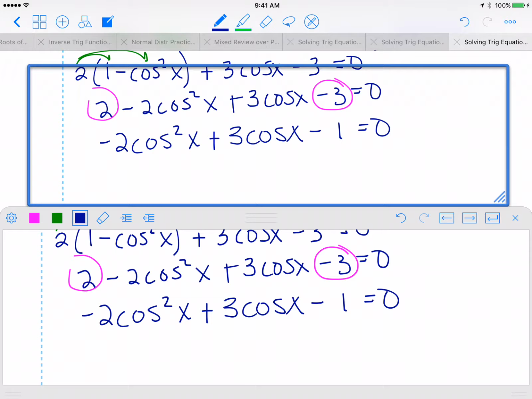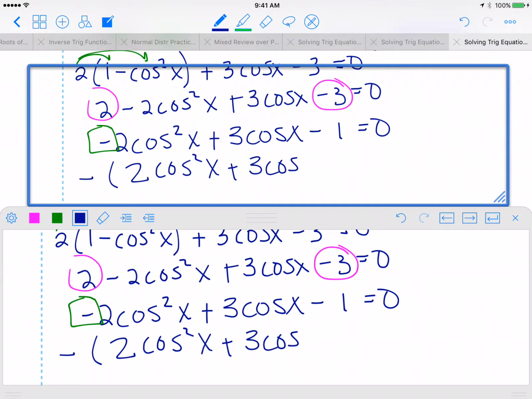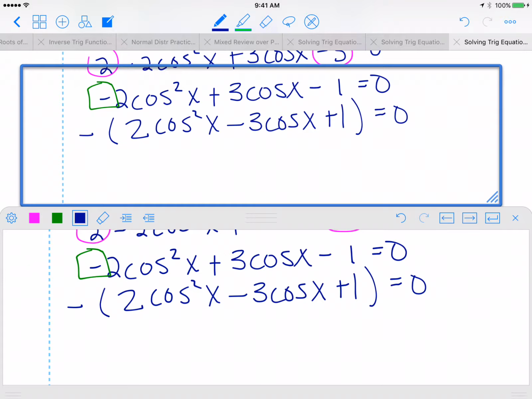Okay, so my thought is let's factor now. But factoring, when we have this negative over here, is not good. So let's go ahead and factor out a negative so that it doesn't interfere with our factoring. So you get negative, 2 cosine squared x minus 3 cosine x plus 1 equals 0. Now factor. Slide and divide again.